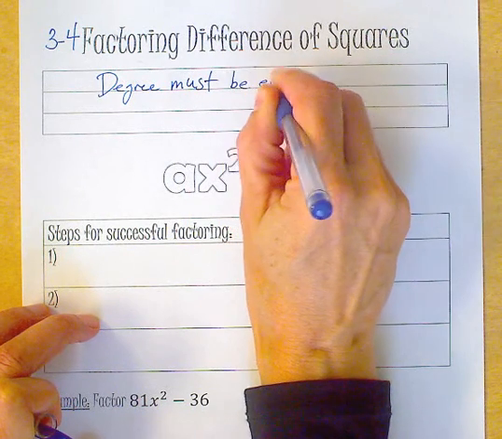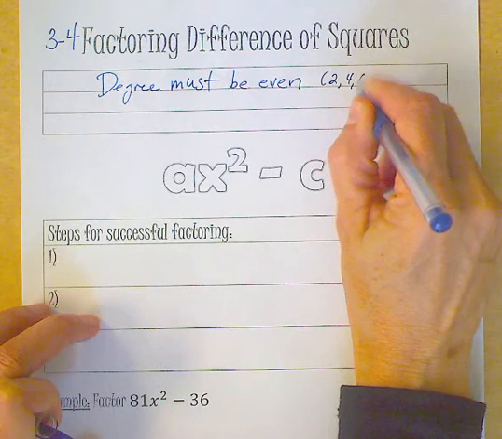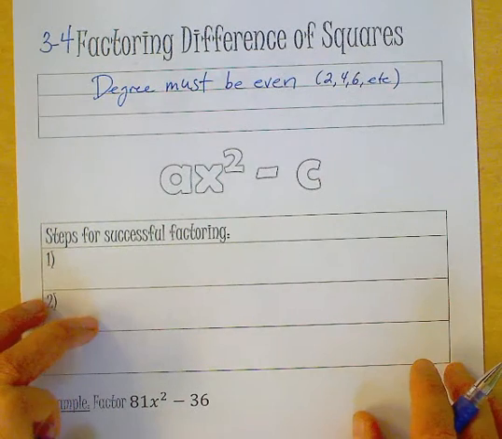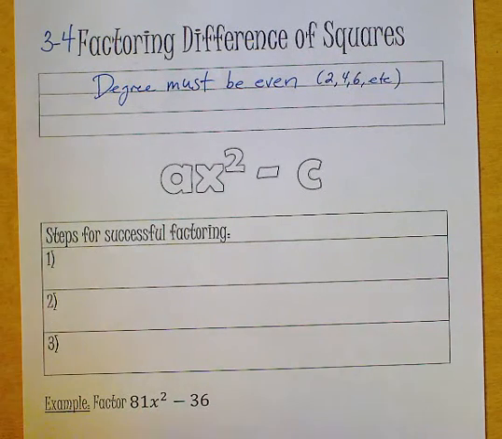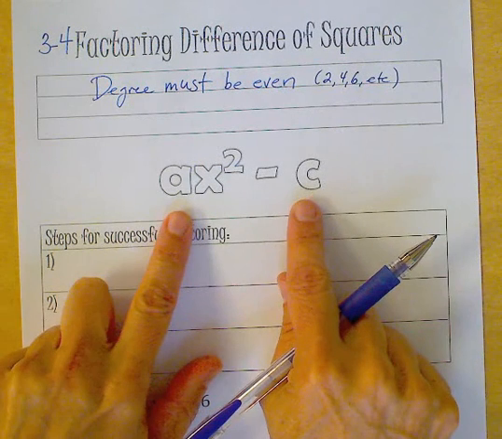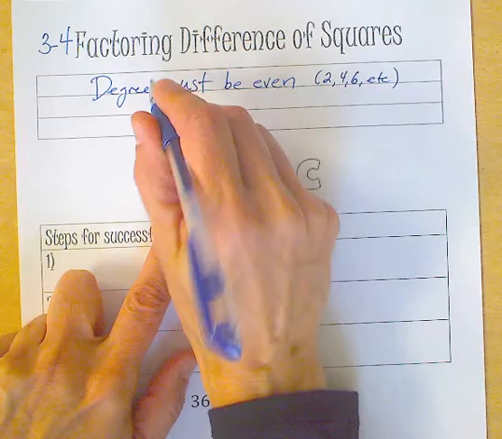So the degree should be 2, 4, 6, etc. Because that's what even means. Okay, the degree has to be even. The number of terms has to be 2, just like this. See how there's 2 terms right here? This is the general form that you want it in. So there has to be 2 terms.